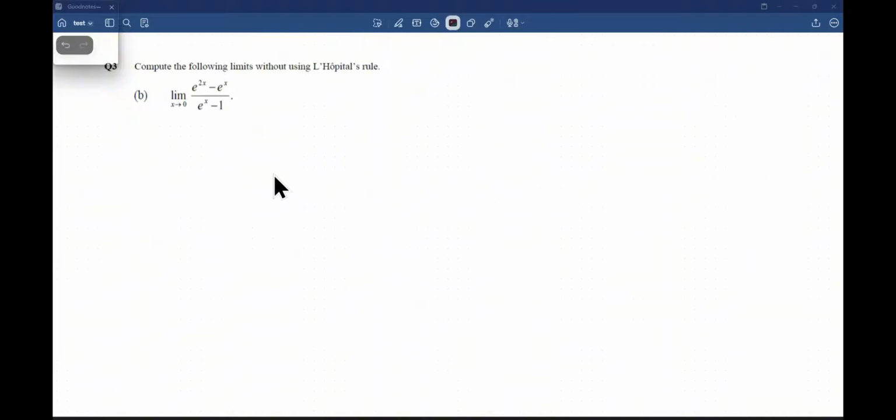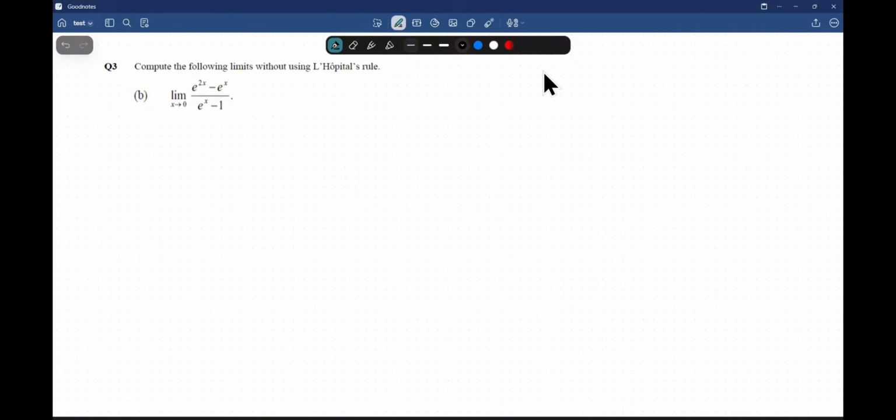Next question: compute the following limit without using L'Hopital's rule. The limit of (e to the power of 2x minus e to the power of x) over (e to the power of x minus 1) as x approaches 0. To solve this problem, we can first try to simplify the expression. Let me write down everything: e to the 2x minus e to the x, divided by e to the x minus 1.